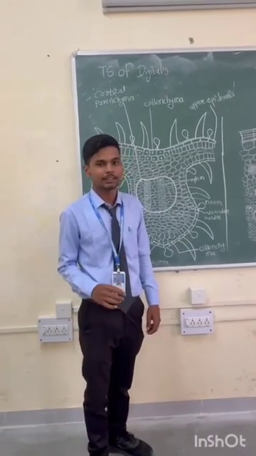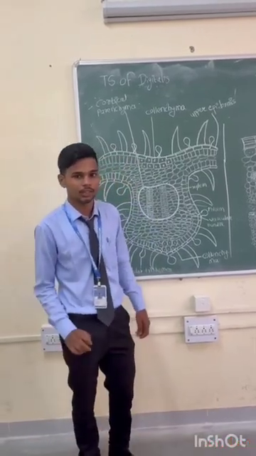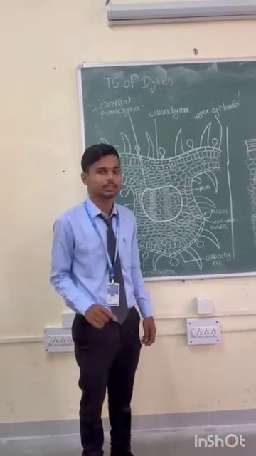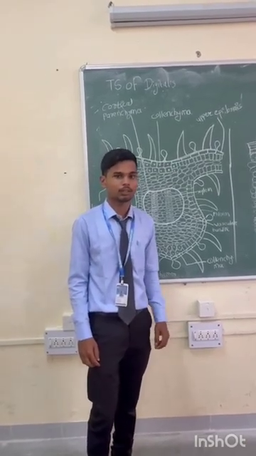Now I will explain the chemical constituents of digitalis. First one is digitoxin, second one is gitoxin, third is digoxin, and the fourth one is gluco-digoxin.